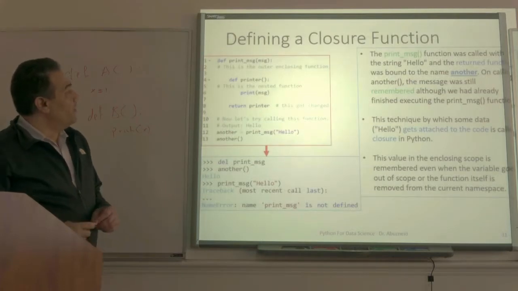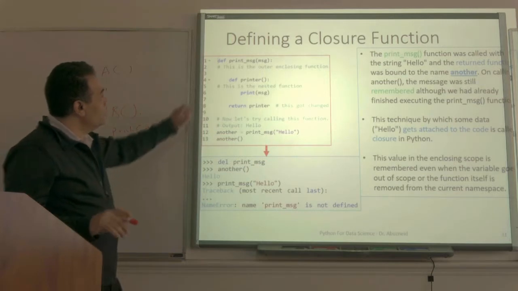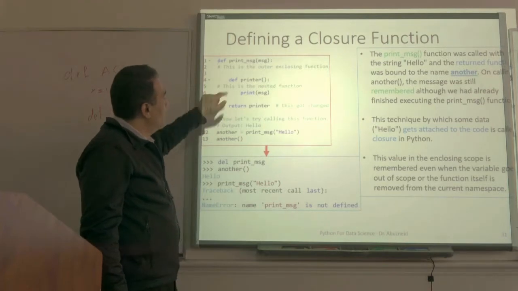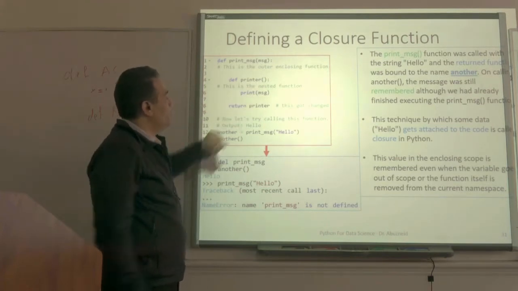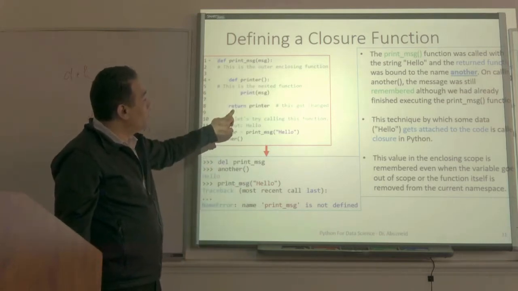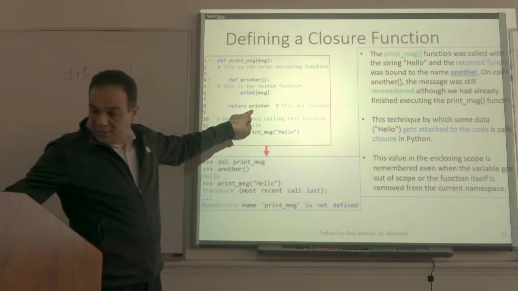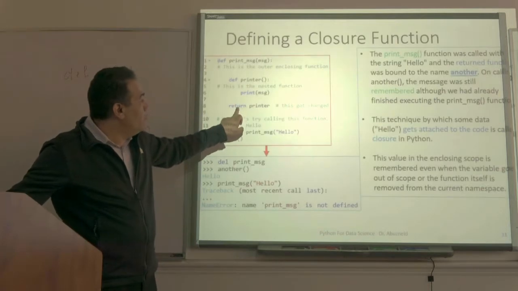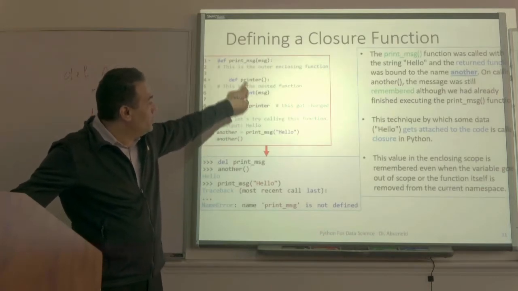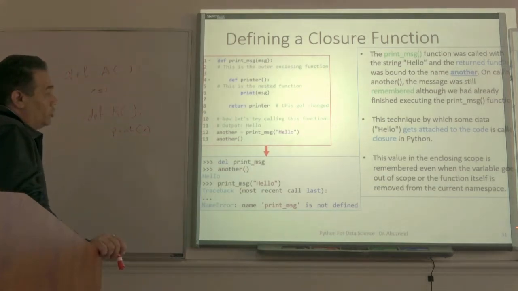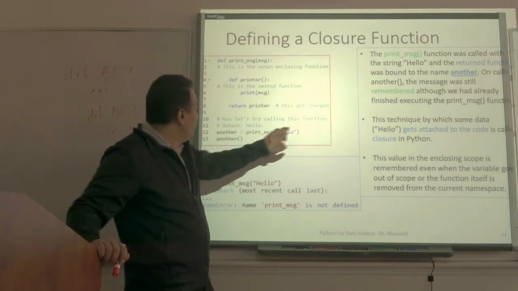So, defining a closure function. Look in here. Print message is the outer enclosing function. Printer is where I print the message. This message is going to come from where? From outside. And in here, what am I returning? Returning printer. It's a little bit different than before. Before, I was calling the printer. In here, I return printer. I return the function. So now let's try calling this function.